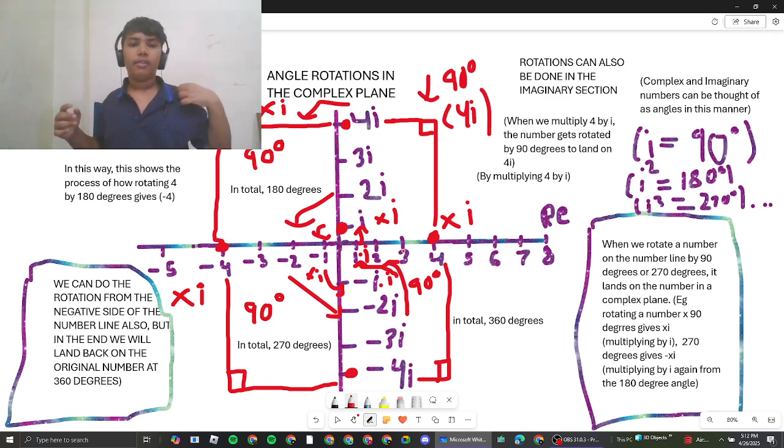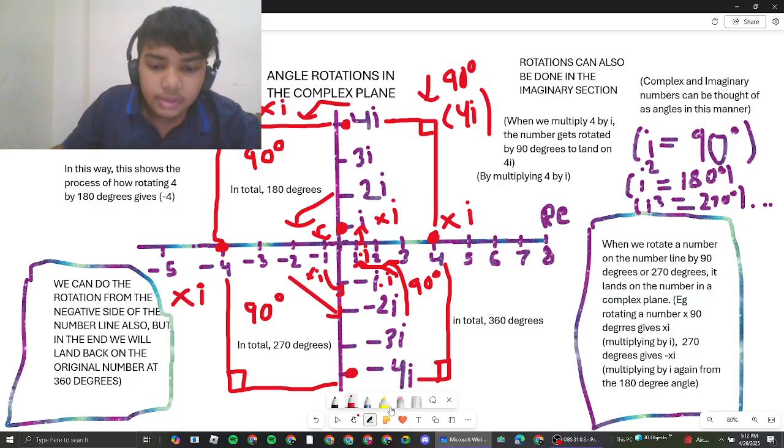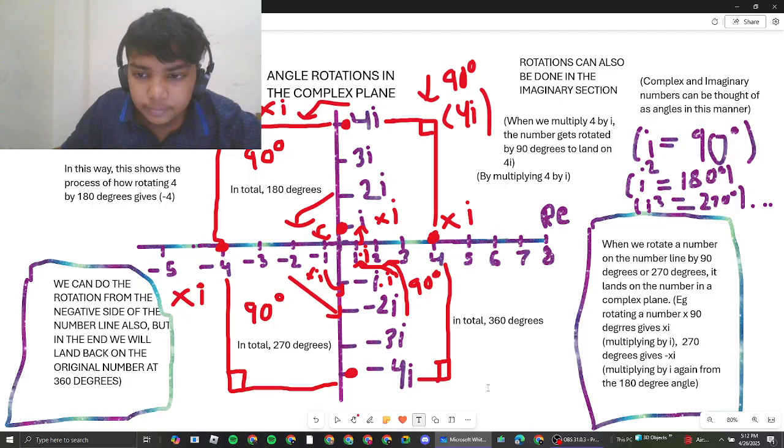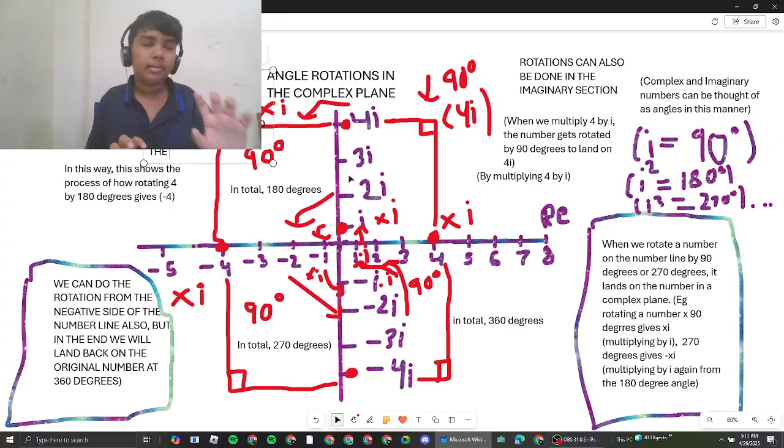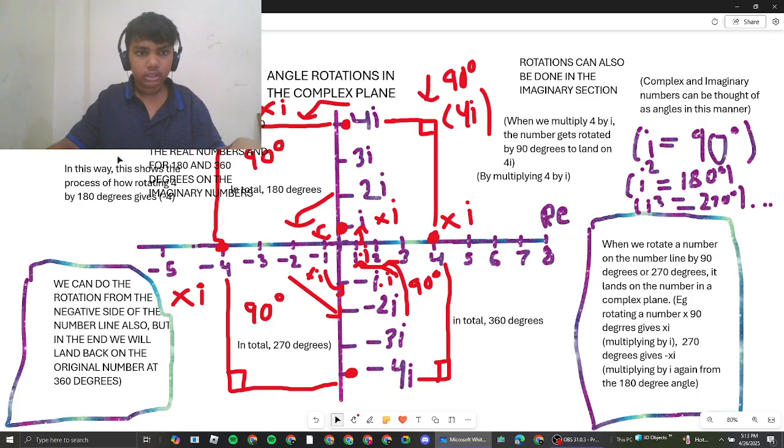Oh yeah, one more important thing. When we rotate angles in the imaginary section, the angles 90 and 270 degrees land us on the real numbers, and the others on the imaginary.